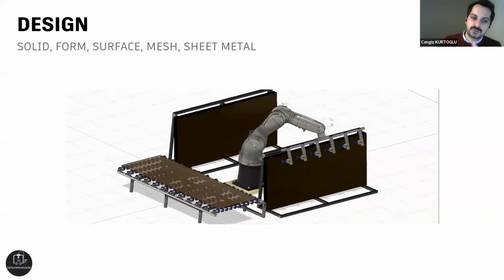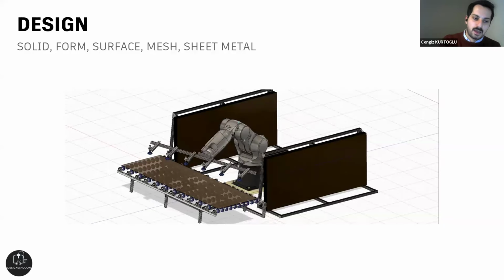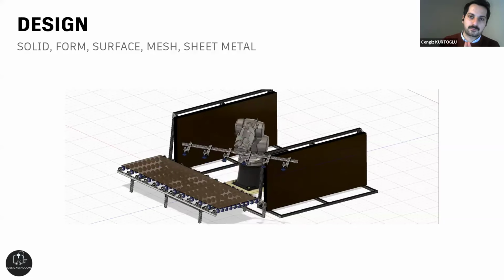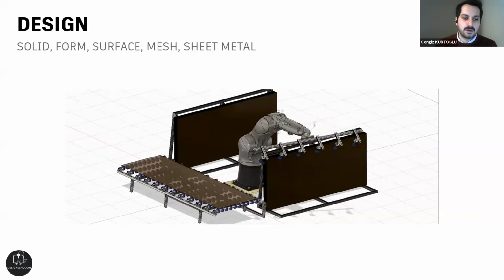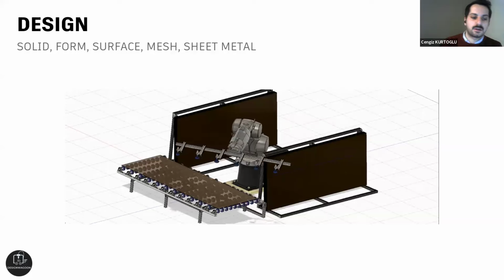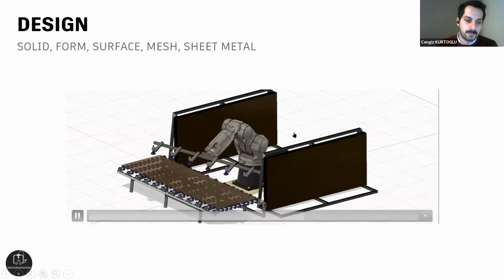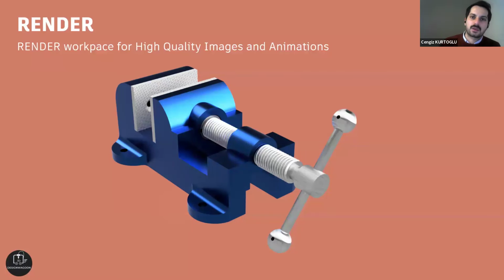Well, in Fusion, after you create your parts in 3D, you have access to assembling. As you can see here, there's a robotic arm well assembled, and you have access to move all the joints that you want. Well, on the other hand, there is a workspace called render.